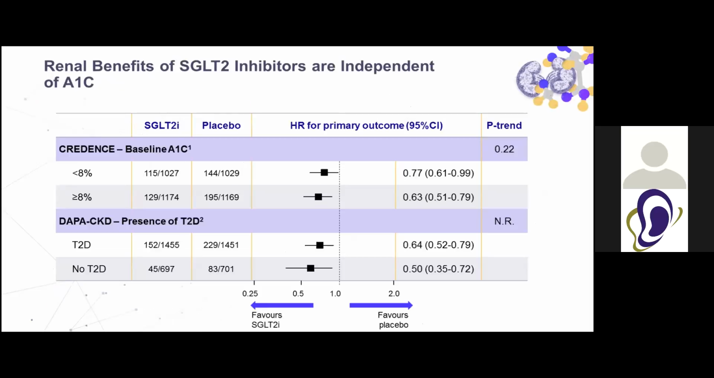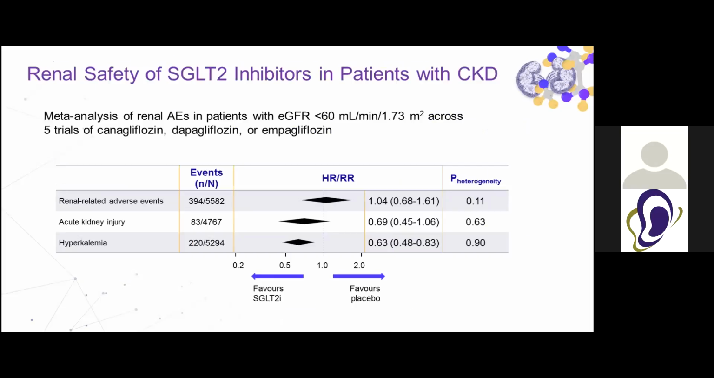So if you look at the kidney benefits of SGLT-2 inhibitors, I think important for this audience, these are independent of hemoglobin A1C. So in CREDENCE, whatever your baseline A1C was, and in DAPA, whether you did or you did not have diabetes, all of the results favor the SGLT-2 inhibitor. So that's quite important. They're safe.